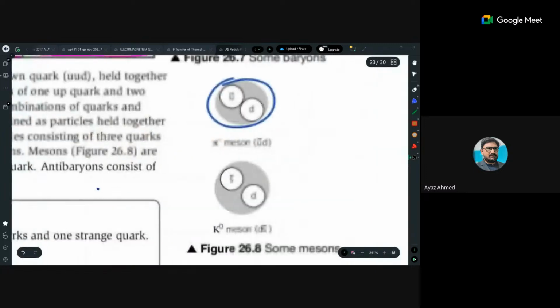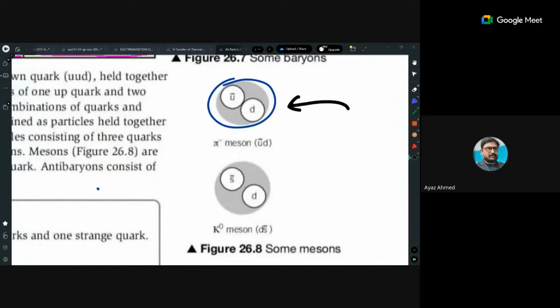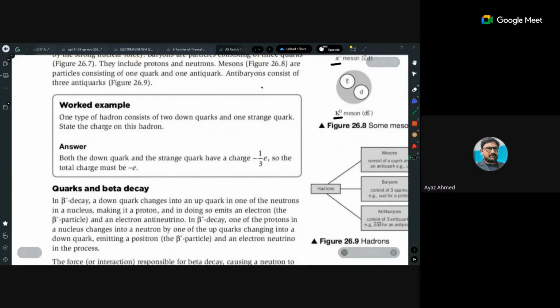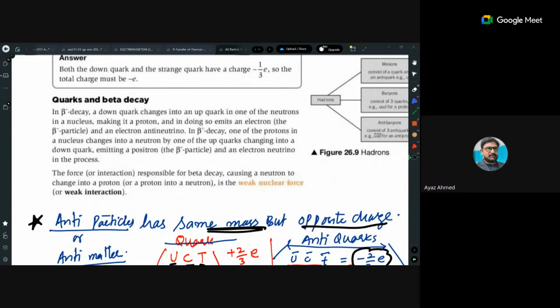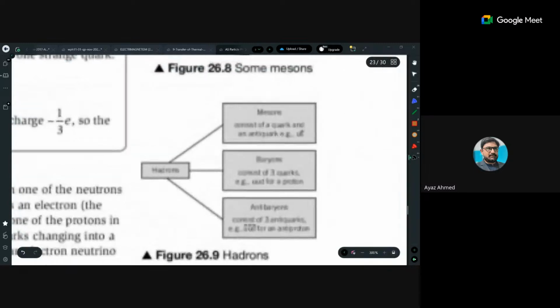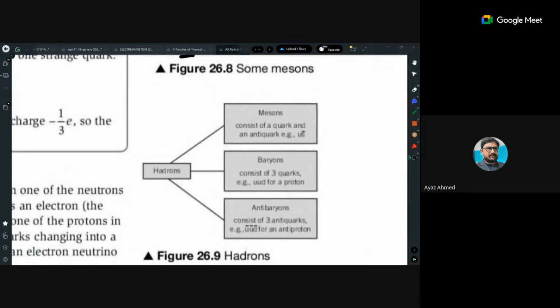So this was what I told you about mesons: pi meson and k meson, called pion and kaon. There would be some name written for them. Here is the point for beta decays; you have to remember that. And here is the classification, side information, that hadrons consist of mesons, baryons, and antibaryons as well.